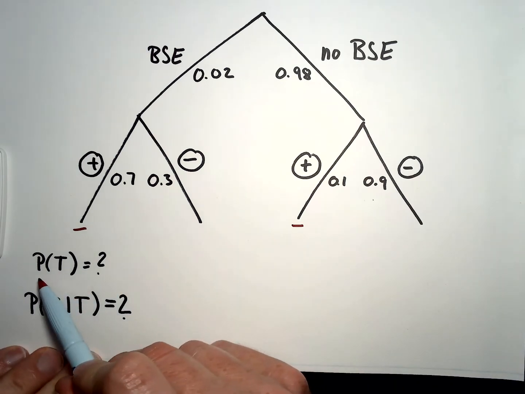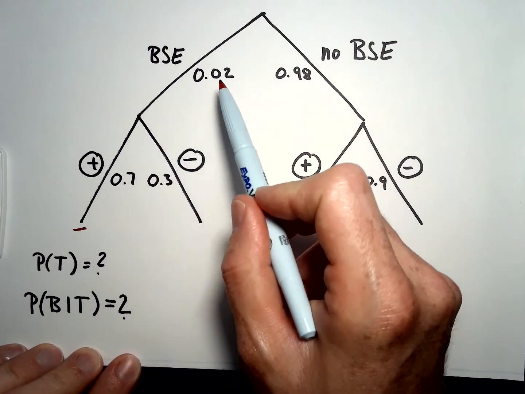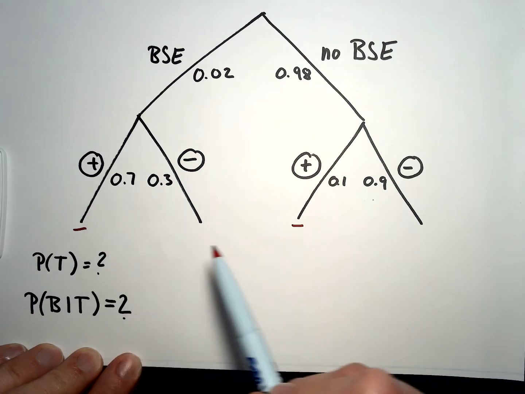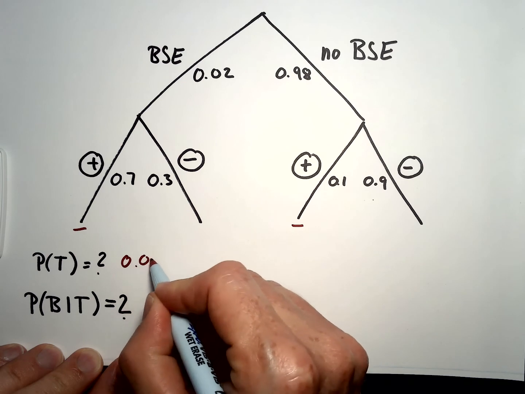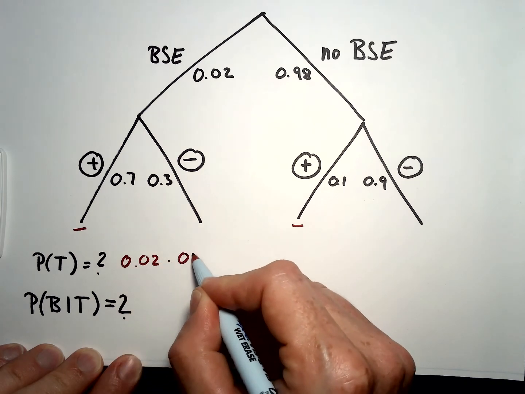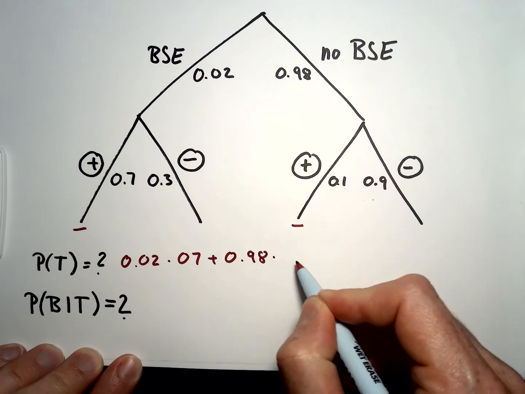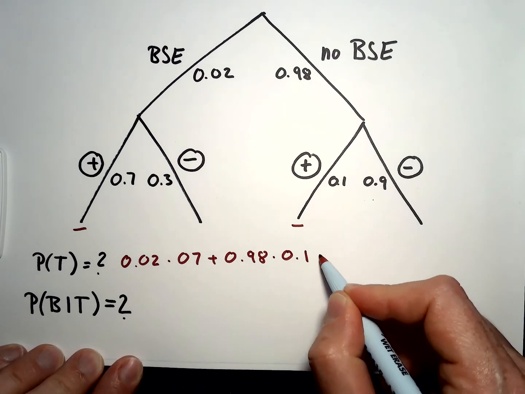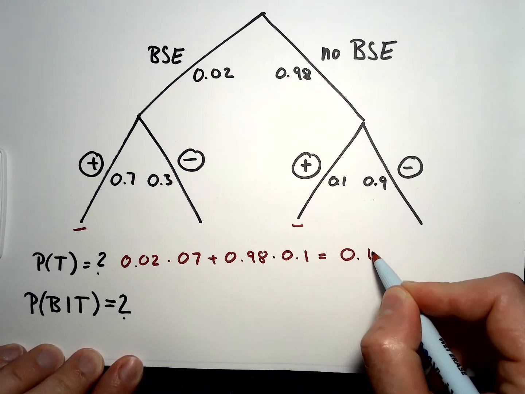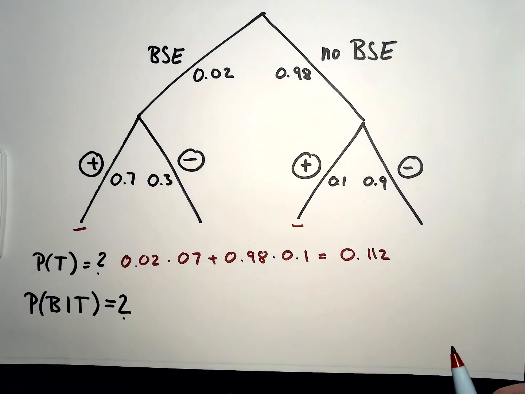So to calculate the probability of a positive test result, we have to multiply down the path and then add the paths. So we have to do 0.02 times 0.7 plus 0.98 times 0.1, and that is equal to 0.112. So there is an 11.2% chance of a positive test result.